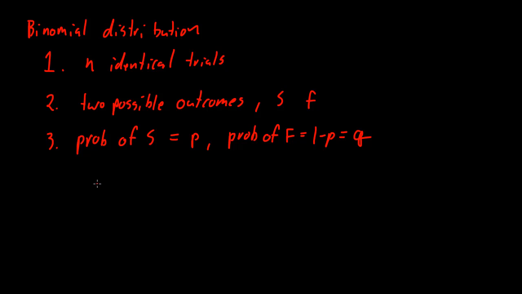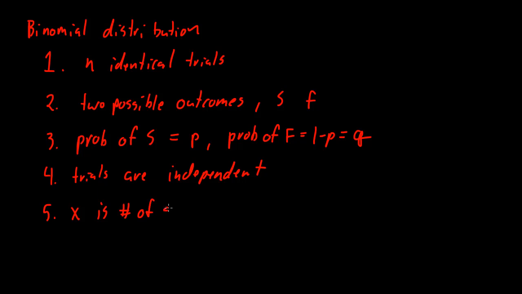Our fourth characteristic is that trials are independent. Meaning that if we have a success in one trial, it doesn't affect the next trial, or if we have a failure in that same trial, it doesn't affect that following trial. And finally, number 5 is the binomial random variable, x, is just the number of successes that we have in n trials. So x is the number of S's in n trials.